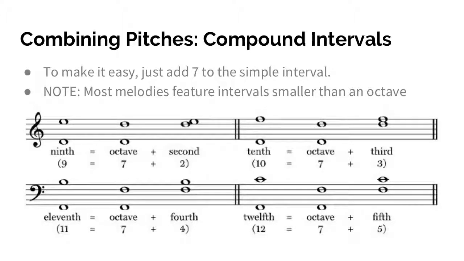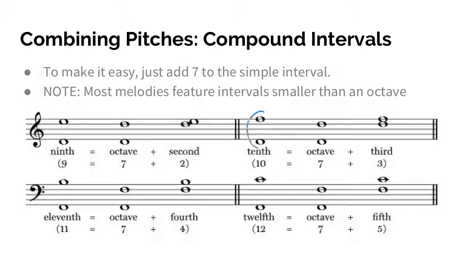To make it easy, just add 7 to the simple interval. And note, most melodies feature intervals smaller than an octave because it's hard for especially singers and players to play and sing intervals bigger than an octave.